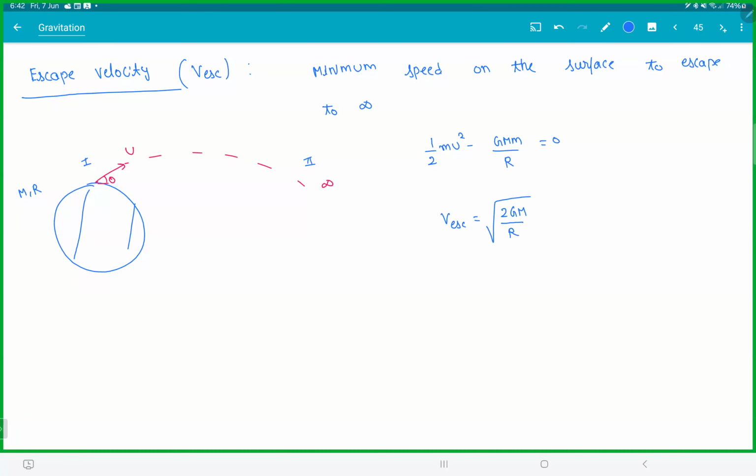At infinity, we are assuming this is the minimum speed. This also is root over 2gR, root 2 times v orbital. And the best thing, if you observe, is that this is independent of theta. It doesn't matter how you launch, you'll escape to infinity.